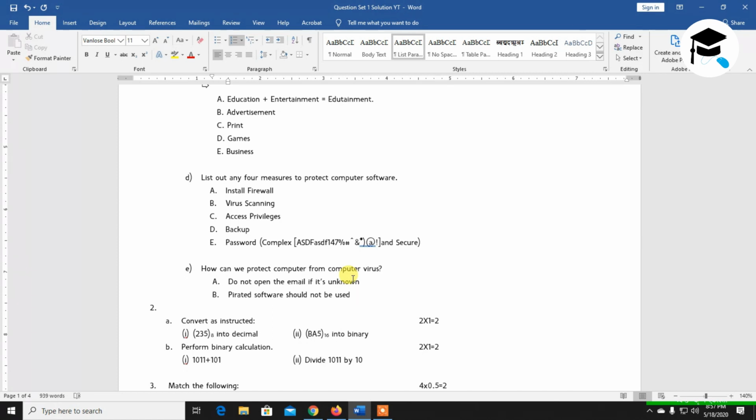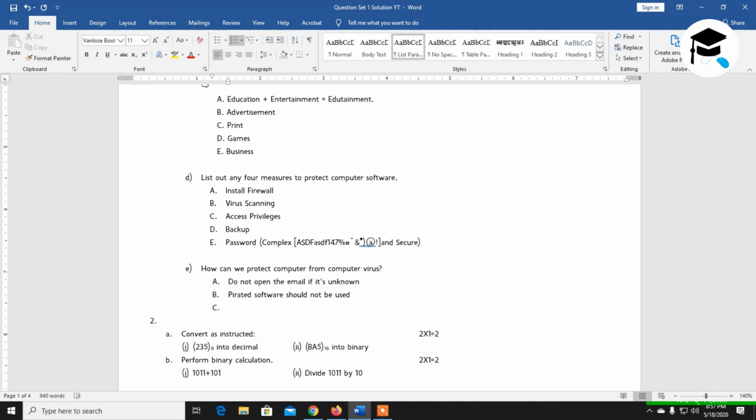Similarly, before using a pen drive or any external device, make sure that you have scanned it. Okay, I have already written this topic here. You can mention that here also. That is virus scanning.